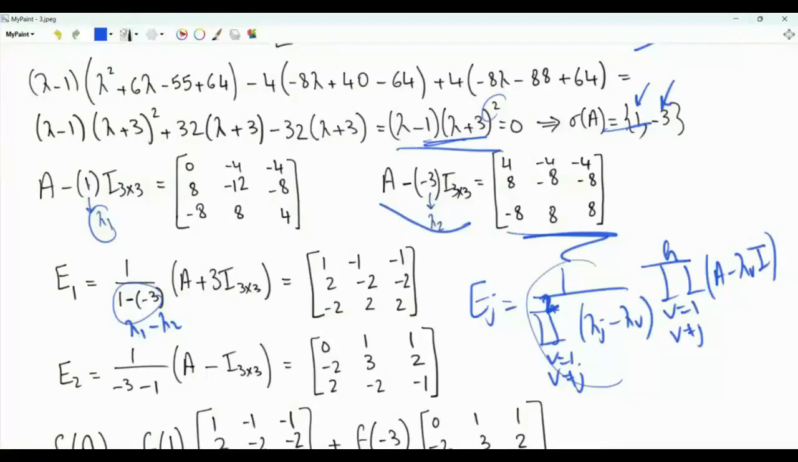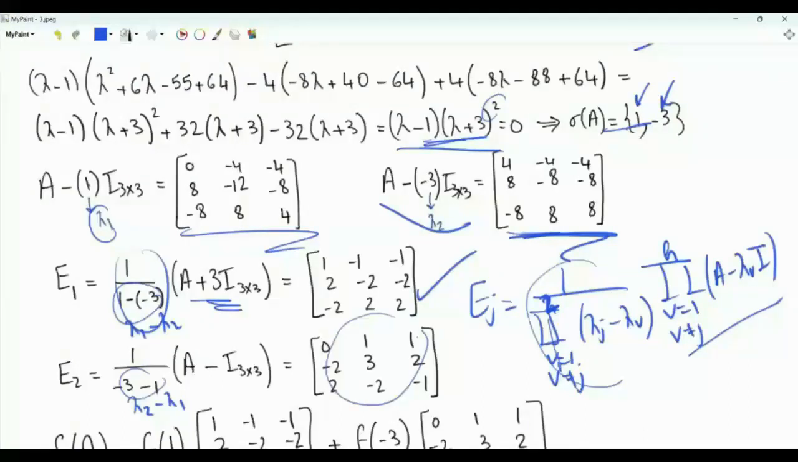E1 is equal to 1 over lambda 1 minus lambda 2. This is the scalar, which is 1/4. And then we have A plus 3 times identity, which is this matrix here. And this is E1. For E2, now J is 2 and V is 1. So this will be lambda 2 minus lambda 1, minus 3 minus 1. And this product, in the second case, will be A minus lambda 1 times identity, which is this matrix here.